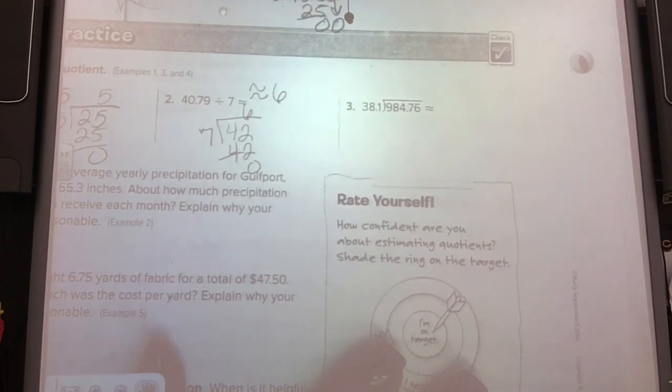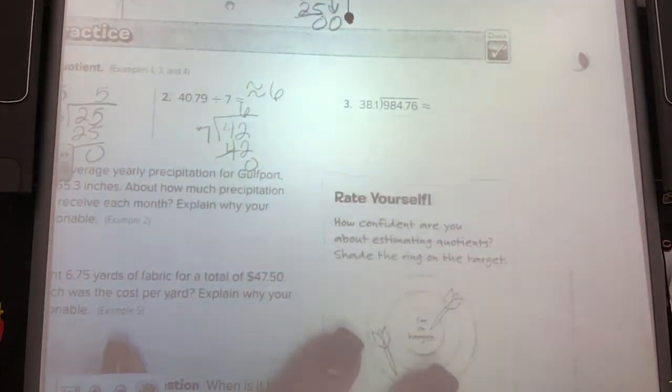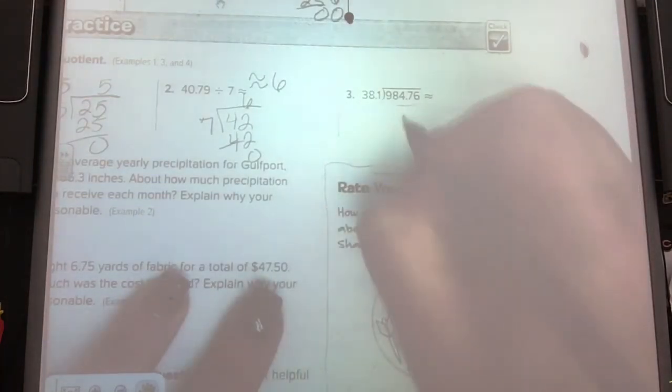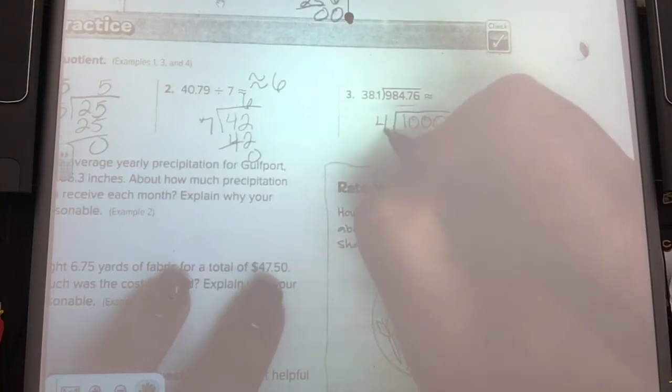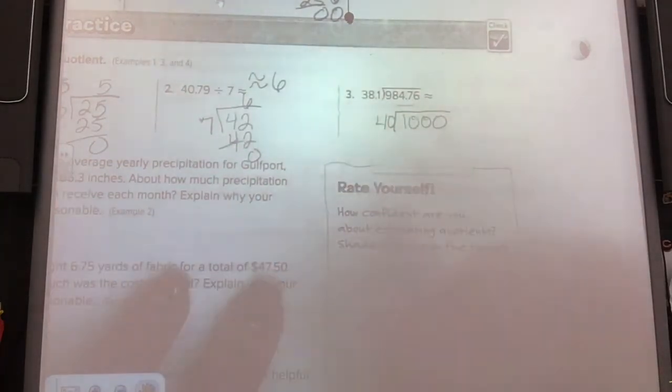All right, 984.76 and 38.1. This one is awfully close to what big whole number? Yeah, I would round up to 1,000. And 38.1, what could we round to that would probably go into that number? 50 would be a little high, but we could do 40. Let's see how that works out.